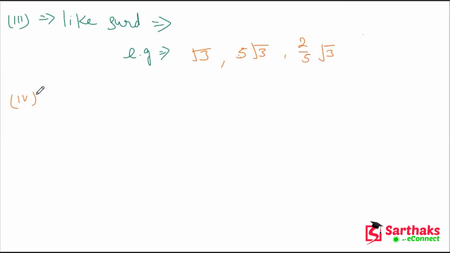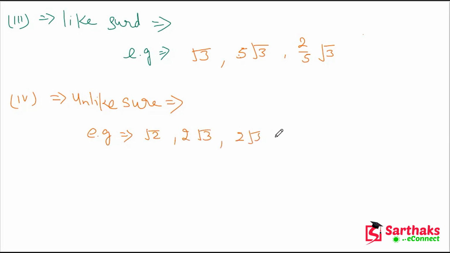What are unlike surds? The surds having different irrational factors are called dissimilar surds. For example, root 2, 2 root 3, 2 root 5 are unlike surds because they have no common factors.